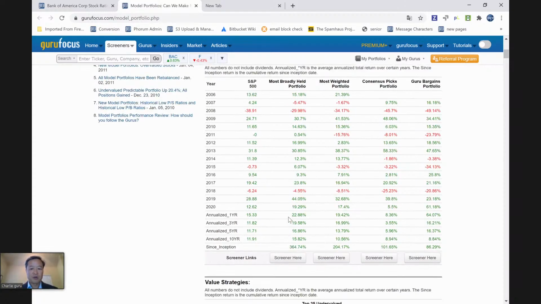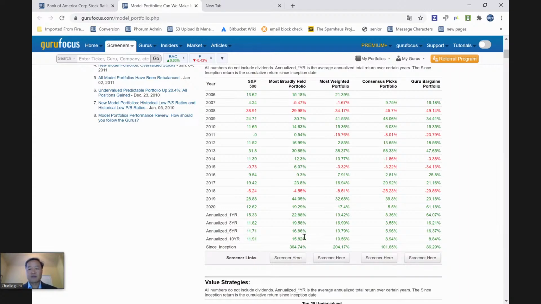Actually, the model portfolio of the most broadly held portfolio has been doing very well. It has been beating the market lots of times. You can see that during the past 10 years, it outperformed the market by about 4% a year on average, and it has outperformed in the last 1 year, 3 year, 5 year, and 10-year periods.